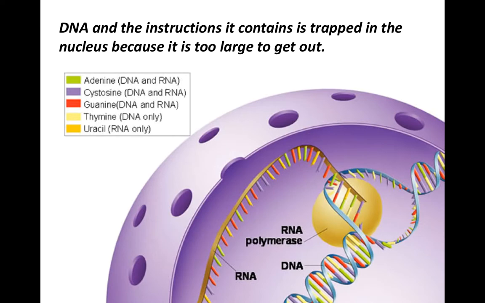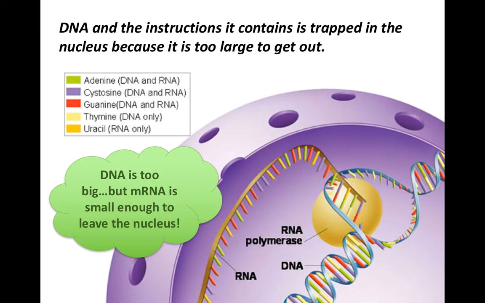Now DNA is always, always, always in our nucleus. That's because it has a ton of information. It's way too big. It cannot get out. But mRNA is small enough to leave the nucleus. So that's why it's called the messenger. It's going to take the information from the DNA. It's stored in the nucleus, and it can leave through those nuclear pores, those itty bitty holes right there.